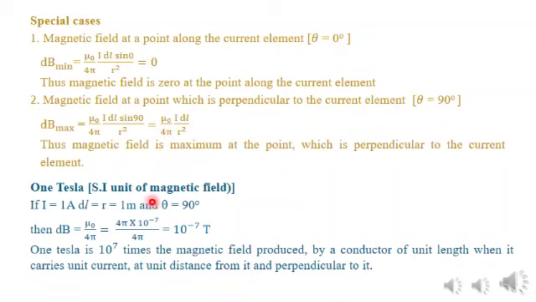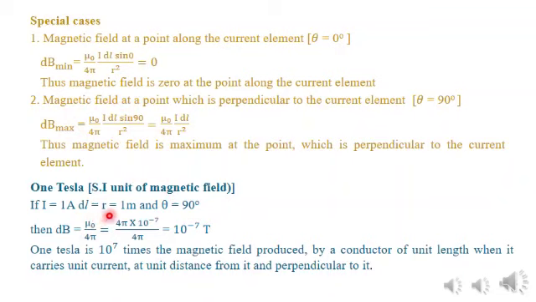The SI unit of magnetic field is Tesla. We can define 1 Tesla. If the current in the element is 1 ampere, length of the current element is 1 meter, distance from current element to the point is 1 meter, and the angle between the current element and the distance is 90 degree, then dB equals mu0 divided by 4 pi.